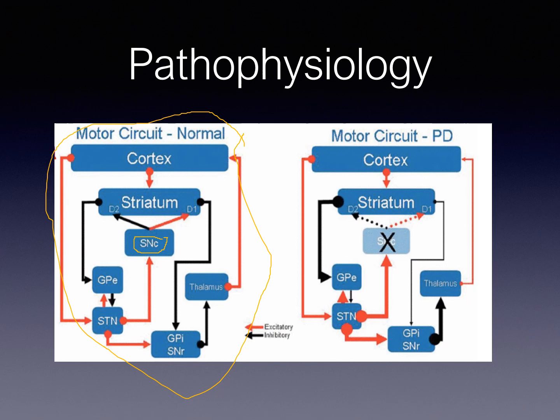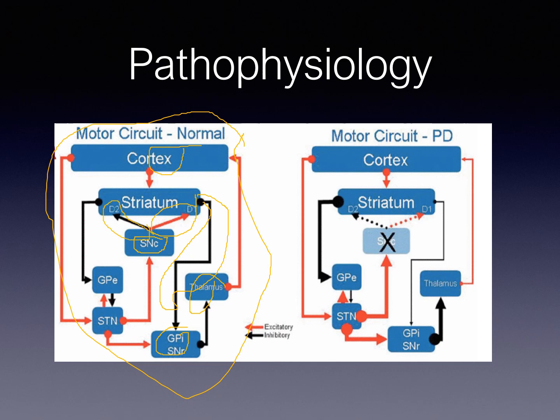Now, in the direct pathway, the dopamine secreted from substantia nigra compacta will stimulate the striatum through D1 receptor. Now, the striatum normally inhibits the globus pallidus interna and substantia nigra reticulata, which in turn inhibit the thalamus. So inhibition of the inhibition is stimulation. So the net effect of the dopamine on the striatum is stimulation of the thalamus, which in turn stimulates the cortex and facilitates movements.